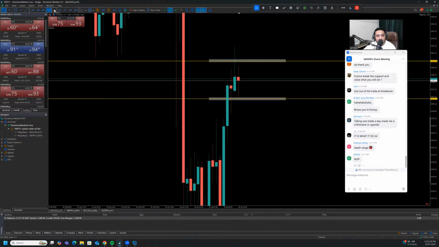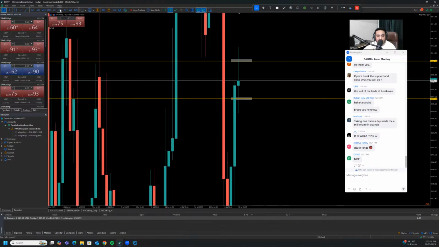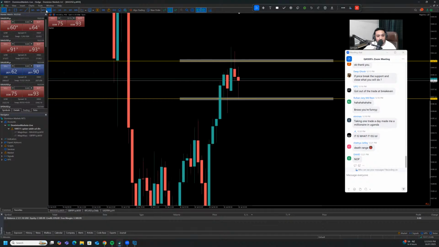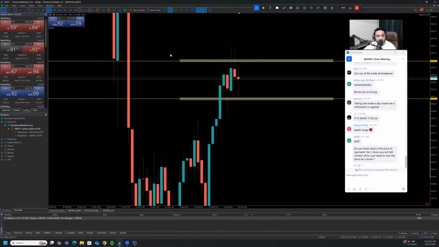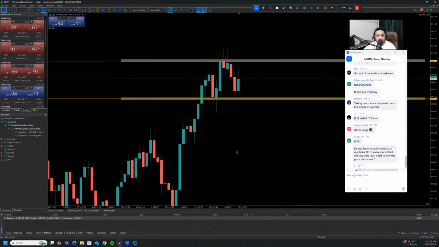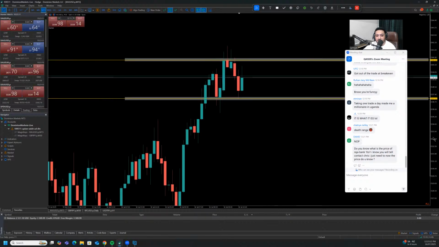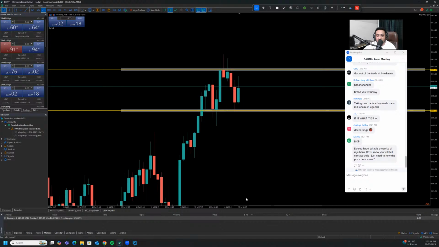Now we just need a confirmation candle in both directions, I would say, like clean traffic. In this situation right now, we just need to wait patiently to get paid.